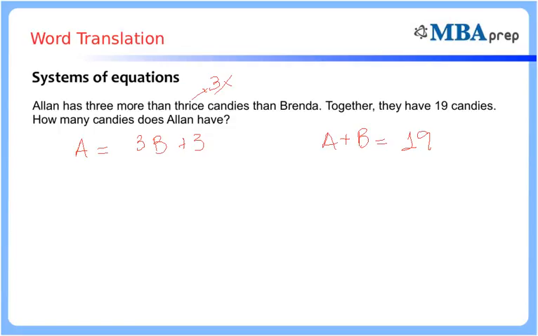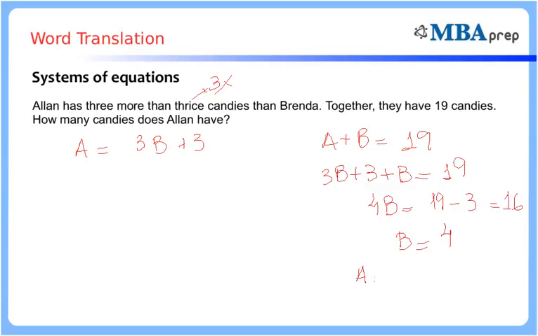So 3b plus 3 plus b equals 19. So 4b equals 19 minus 3, which is 16. So b is 4. Therefore, a is 15. So Ellen has 15 candies.